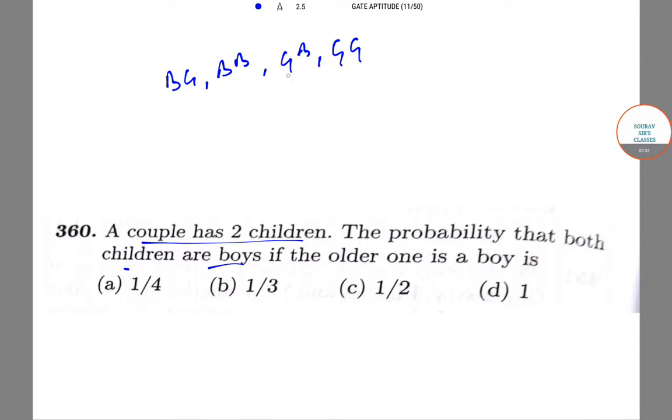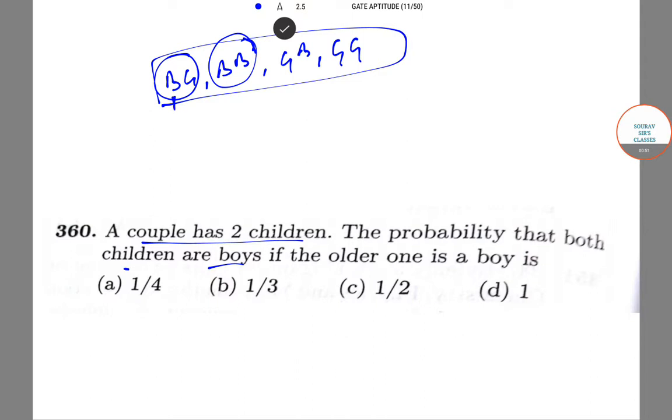So, if you analyze this, the probability that both children are boys if the older one is a boy is, so the favorable cases which would come out is this one and this one. If you assume the alphabet on the first to be the elder one and the alphabet which is second to be the younger one, so the required probability is 2 by 4, that is half. Option C is the correct answer.